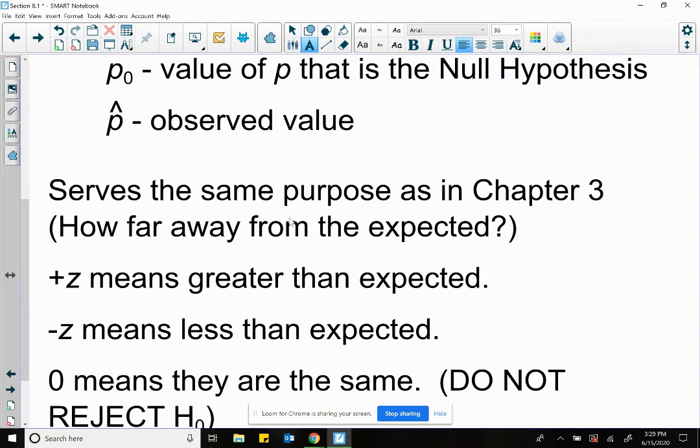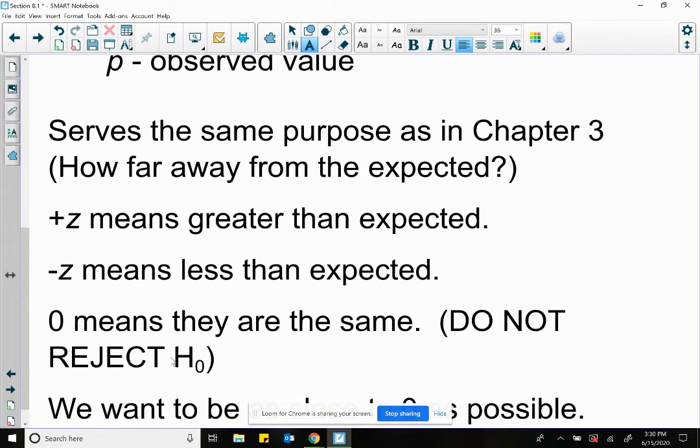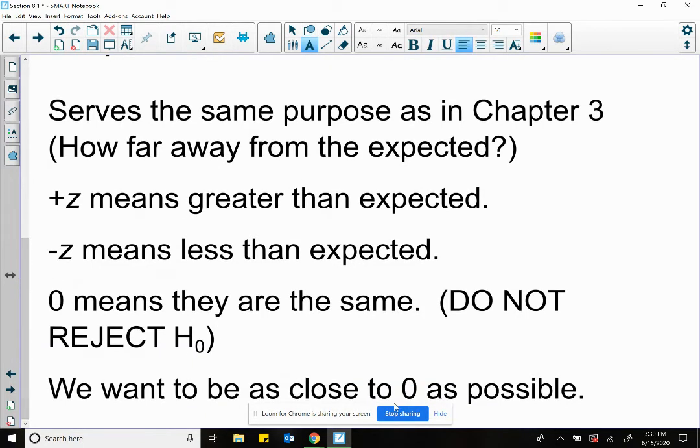Remember, it was all about how far away from the expected are we? So a positive z means that we are greater than expected. So we are above. A negative z means that we are less than expected. We are below. A 0 means that they are the same. So if you have 0, that means don't reject the null hypothesis, for sure. Because we want to be as close to 0 as possible. The further away we are from 0, bad news bears. We want to be as close to 0 as possible.